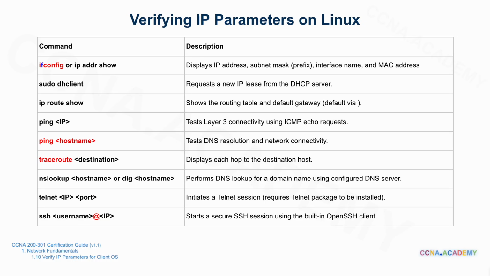In Linux, the goal is the same: verify addressing, routing, and connectivity. But the tools are more flexible. You can use ip addr show or the older ifconfig to see interface info, and ip route show to confirm your gateway. Ping and traceroute behave just like on macOS, but Linux offers more control. You can specify interfaces, protocols, or packet sizes.